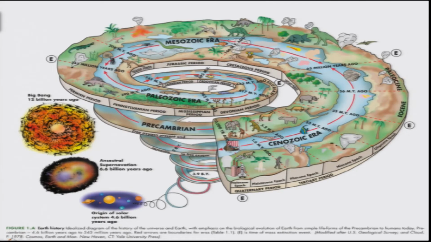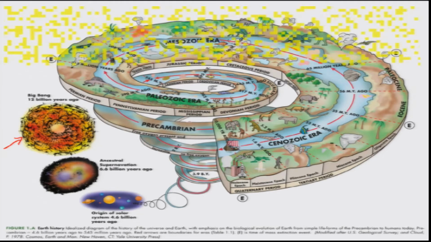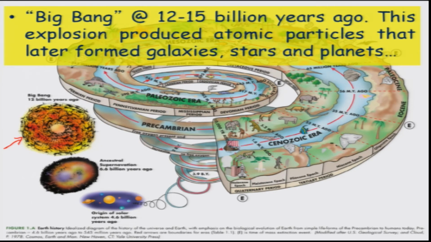So if you look at this one, you can look from here. This was the first event, which talks about how around 12 to 13 billion years ago there was a big bang. This was like a giant explosion, which resulted in the formation of galaxies and all that. This was the one event which we call the Big Bang event, which occurred at around 12 to 15 billion years ago, and this explosion produced atomic particles that later formed galaxies, stars and planets.